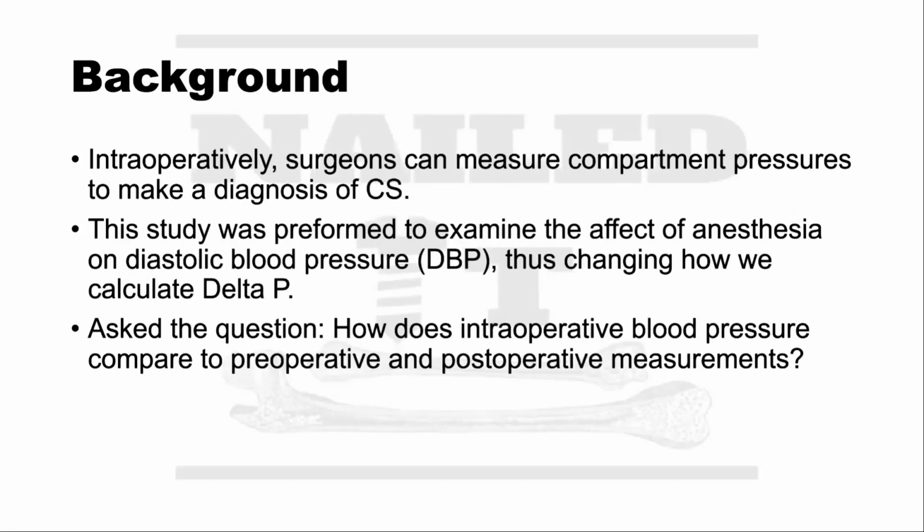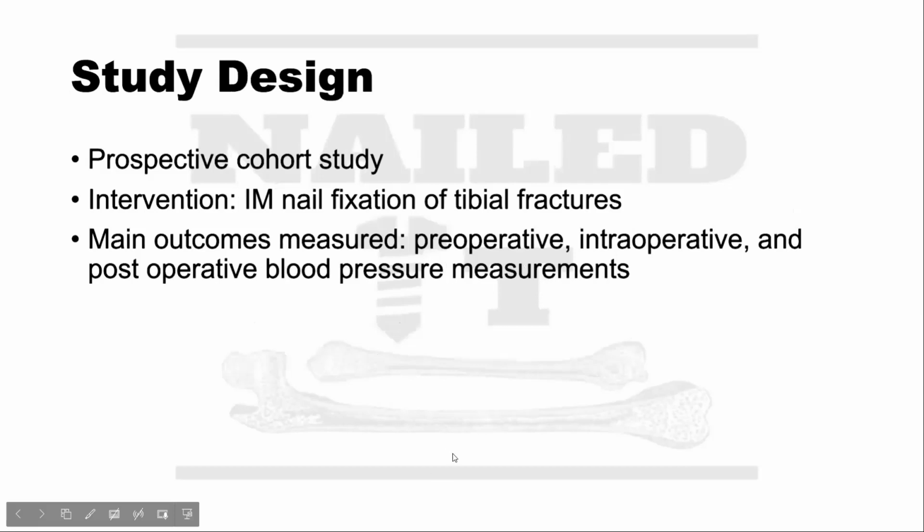So a little bit about this study, I was asking the question, how does intraoperative blood pressure compare to preoperative and postoperative measurements? Surgeons can check the compartment pressures intraoperatively. And we wanted to see, if the blood pressure is decreased intraoperatively because of anesthesia, this might change how we calculate delta P. So they wanted to examine, how is this delta P changing intraoperatively? So we have a prospective cohort study. Our intervention was an IM nail fixation of tibial fractures. The outcomes we were looking at were preoperative, intraoperative, and postoperative blood pressure measurements.